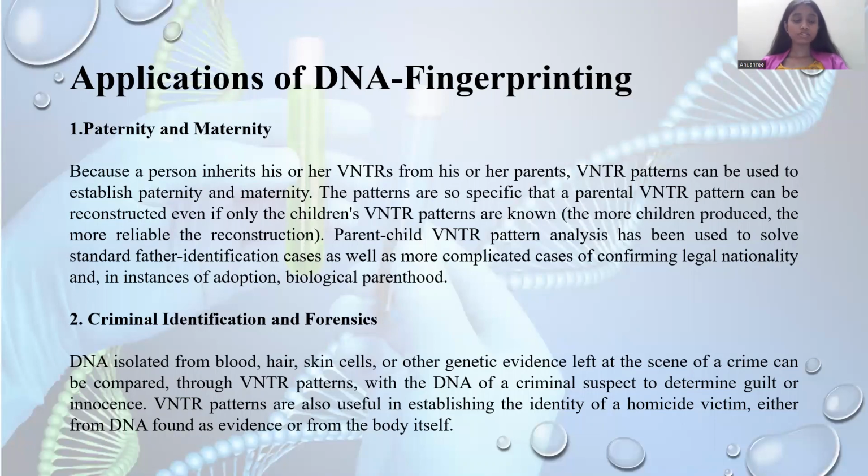The second application is criminal identification and forensics. DNA is isolated from blood, hair cells, or other genetic evidence left at the scene of a crime and can be compared through VNTR patterns with the DNA of a criminal suspect to determine guilt or innocence.